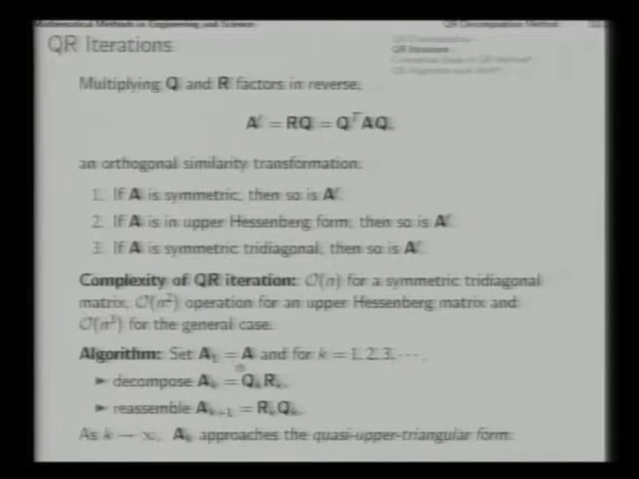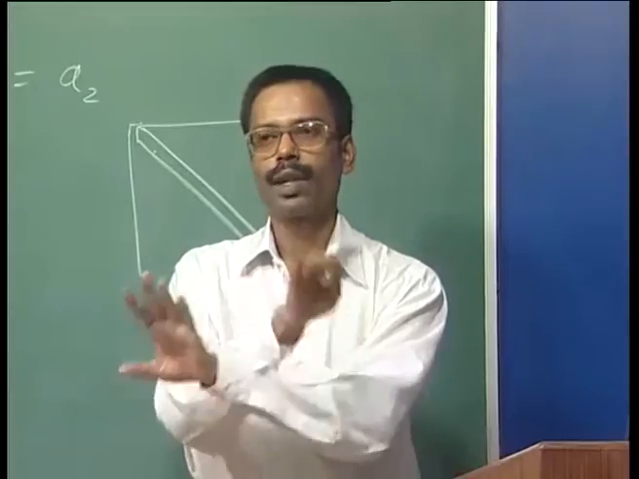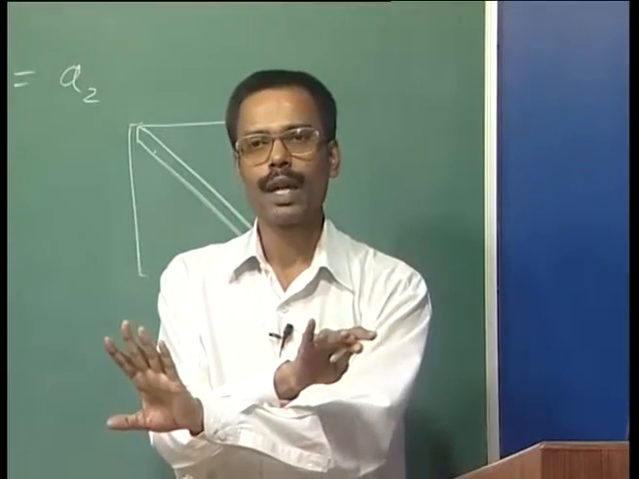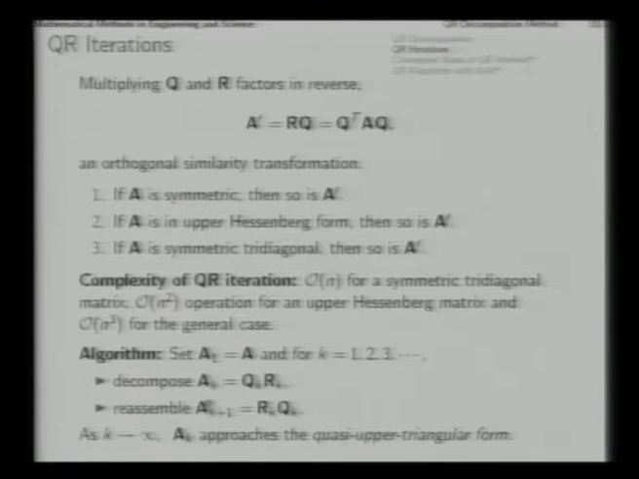Set A1 equal to A, and then for k equal to 1, 2, 3, 4, 5, 6, go on doing these two steps. Decompose AK into QK RK factors, and then multiply in reverse, call it AK plus 1, RK QK. So the algorithm is just a two-step algorithm: factorize, multiply in reverse. Factorize that, multiply that in reverse, and so on. From A1 through these two steps you get A2. Again from that through these two steps you get A3, and so on.